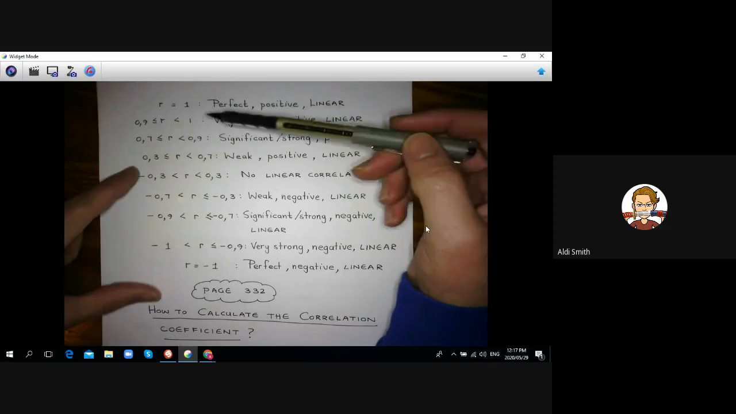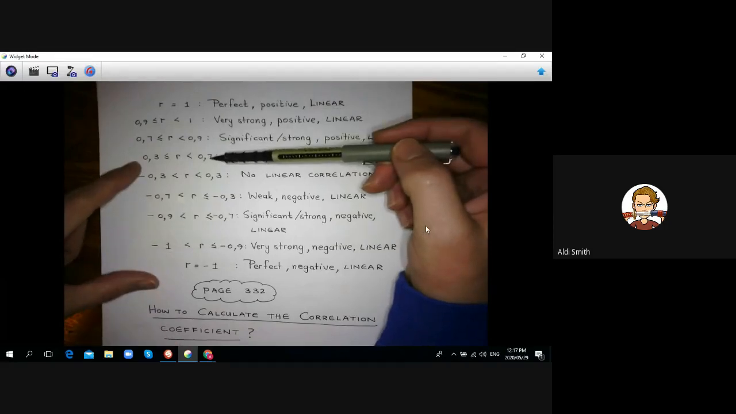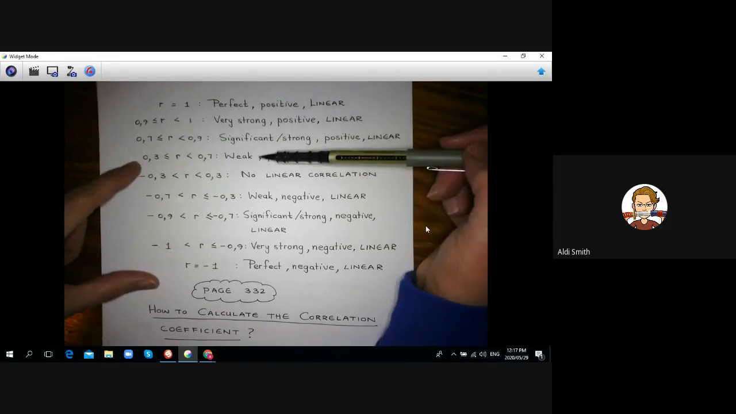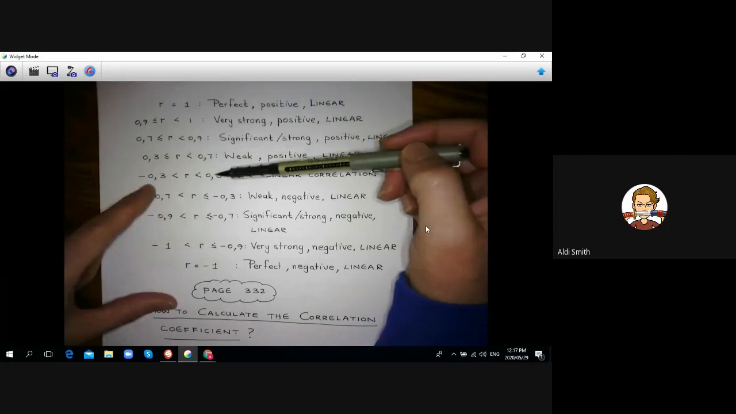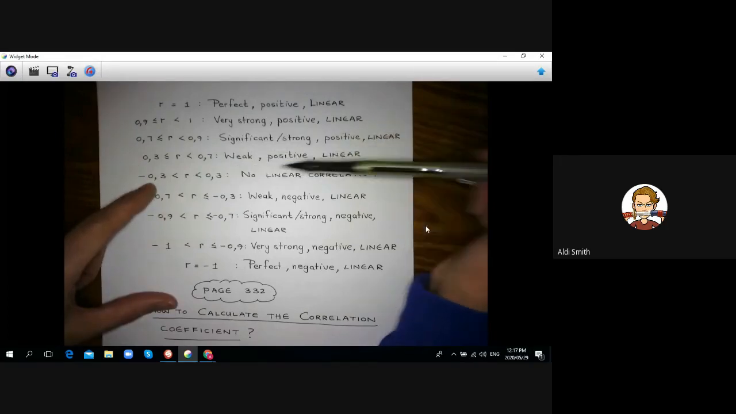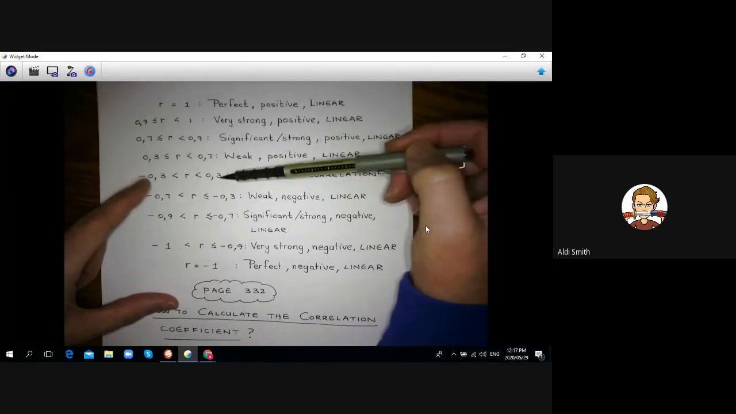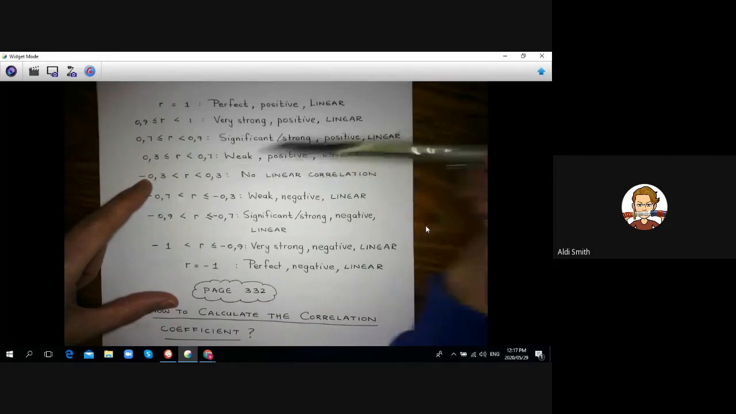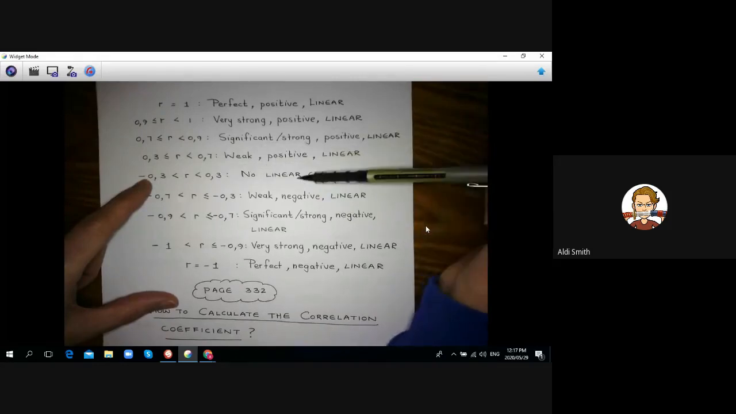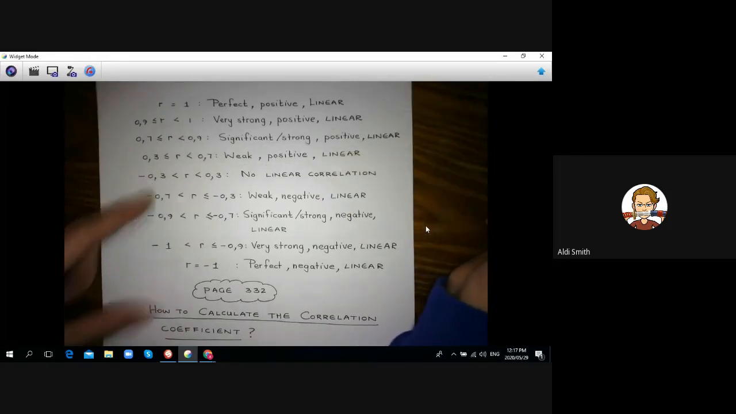Okay. If the correlation is between 0,3 and 0,7, the correlation is considered to be weak. If the correlation is less than 0,3, then we pretty much say there's no linear correlation. So any value that lies between minus 0,3 and positive 0,3, we say there's no linear correlation, and therefore we don't have to comment on the positive or negative. We can just say no linear correlation.